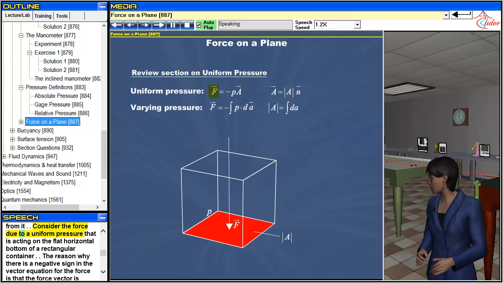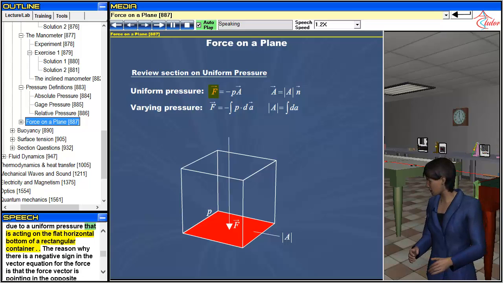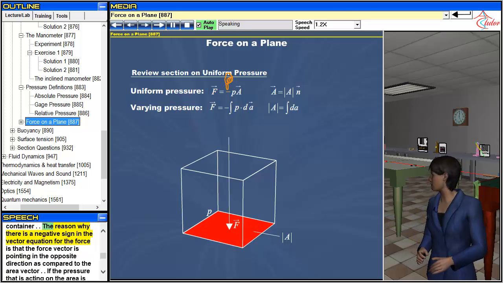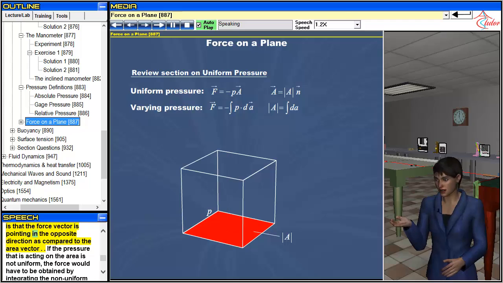Consider the force due to a uniform pressure that is acting on the flat horizontal bottom of a rectangular container. The reason why there is a negative sign in the vector equation for the force is that the force vector is pointing in the opposite direction as compared to the area vector.